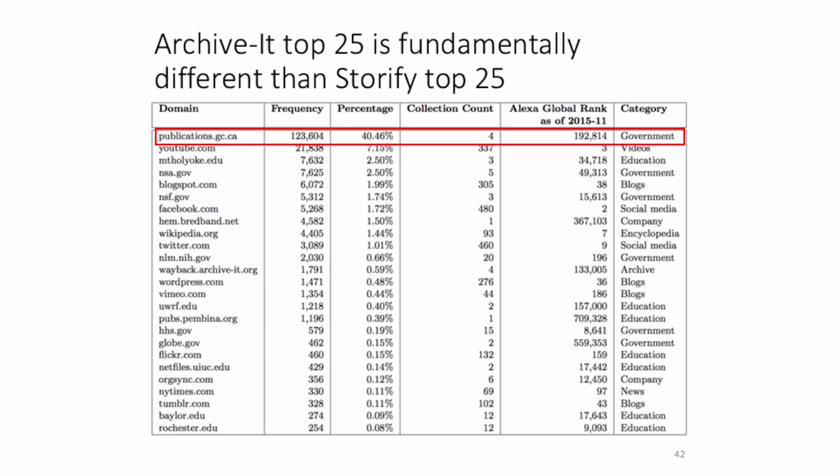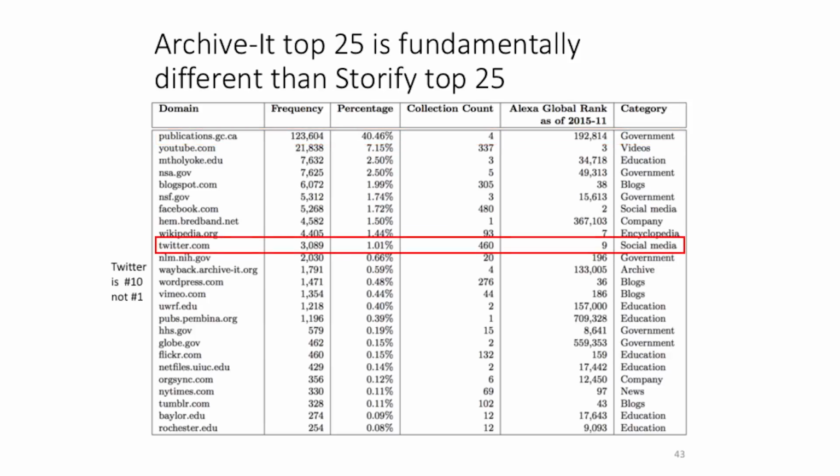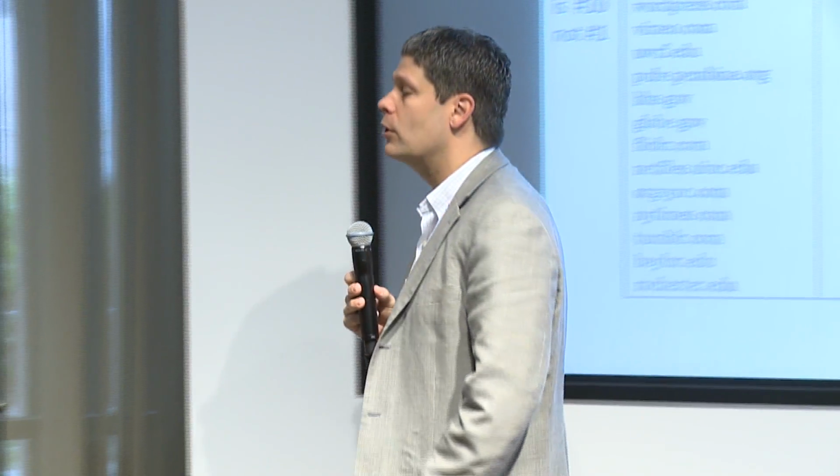as you might imagine. But we skip down, and Twitter is number 10. So we're not really archiving a bunch of tweets. Twitter does not show up much in the Archive-It collection. It's basically 1% of the total collection, although it does spread out over 460 collections. So there are a lot of collections that have the random tweet thrown in there, but it's not this dominant force that we find in Storify. So the takeaway message here is what we archive in Archive-It.